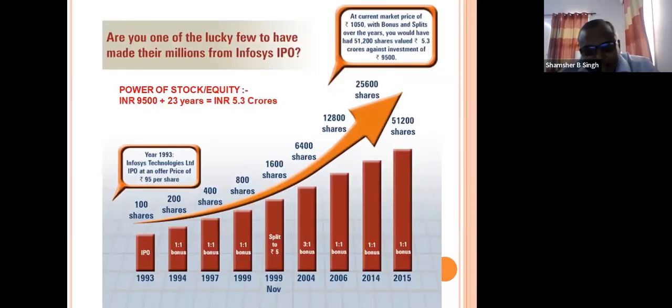This is a chart I have used in one session in one of the schools in Ghaziabad. It's a little old, but the message here is, see, it's not like I'm taking the best case scenario. There are many examples, I'm taking one. This is the Infosys chart from 1993, when the company's IPO came, till 2015.